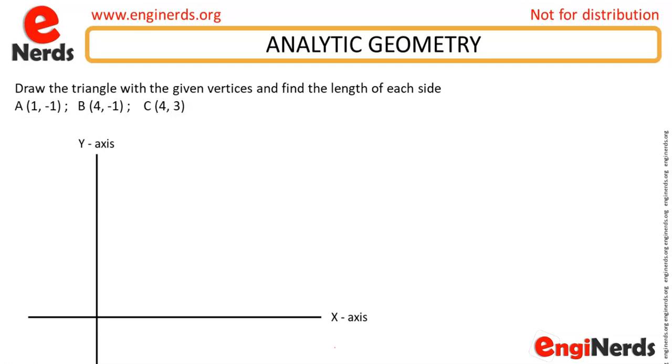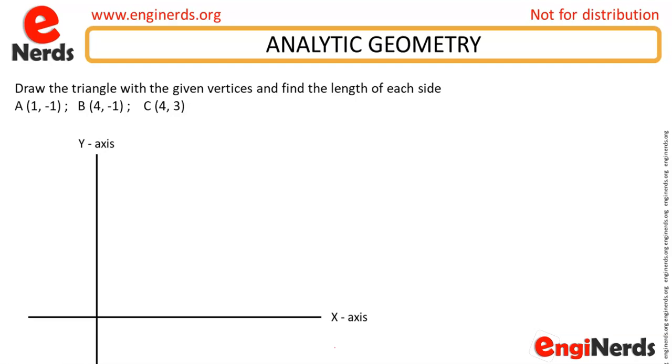So we are going to solve this problem na makikita ninyo ngayon sa screen. So our problem is to draw the triangle with the given vertices and find the length of each side. So given yung 3 points. So we already know that ang mabubuo natin dito is a triangle and the 3 points na given are the vertices of the triangle. At ang task natin is to find yung sides, yung length ng sides ng triangles.